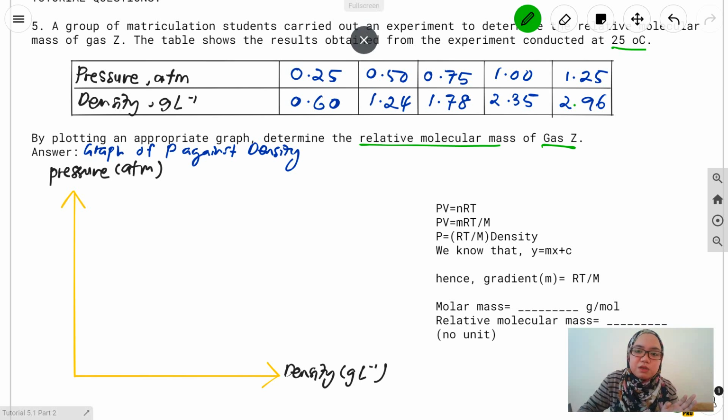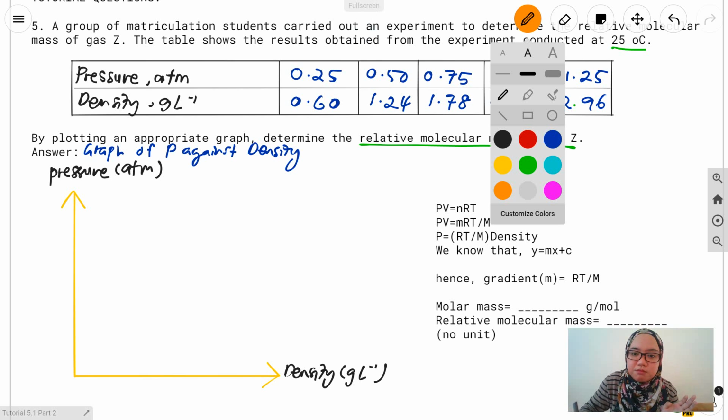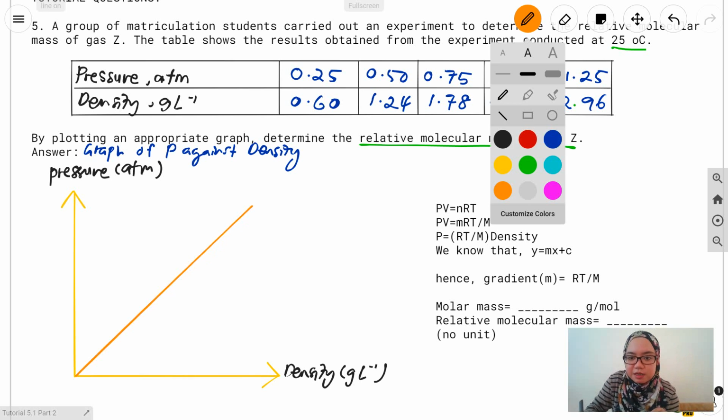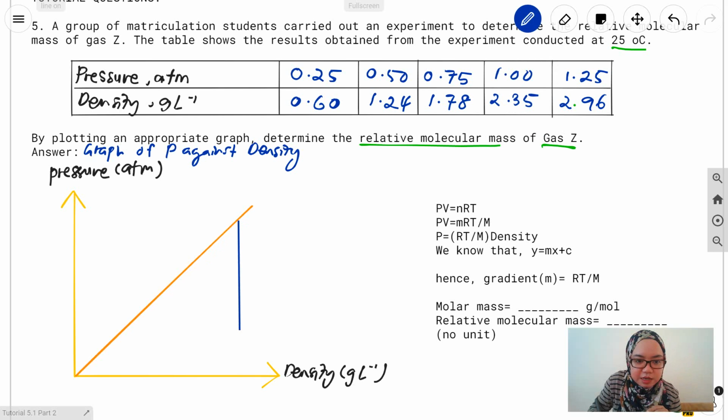So if you do the straight line graph, pressure against density, you will get this kind of graph. You will get this as your gradient. Okay, wait, later we will explain. So this is your gradient, later you find it.